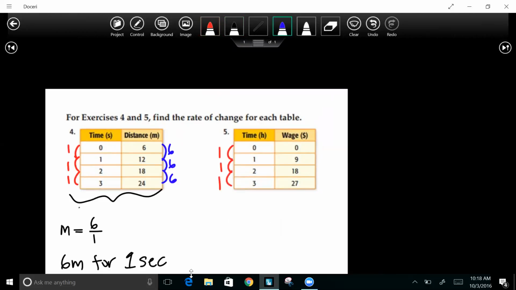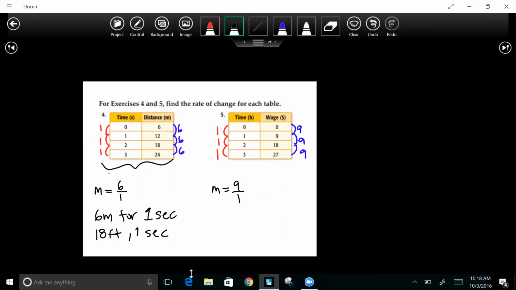What's my rate of change for hours? So what's my slope? So what does that mean? $9 per 1 hour. How many of you guys would work for $9 an hour? You're going to go far. You're going to go far in life.